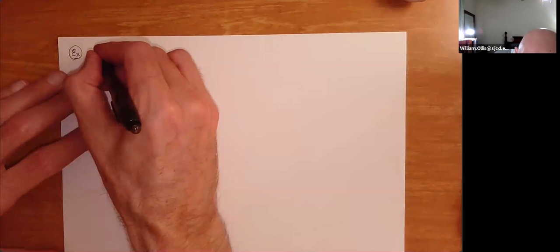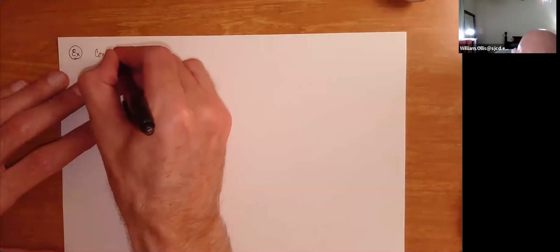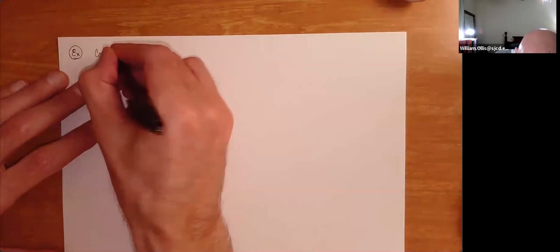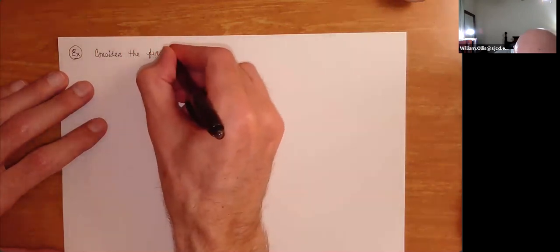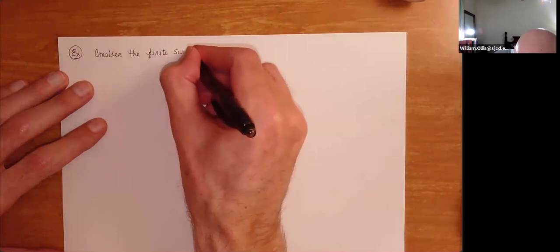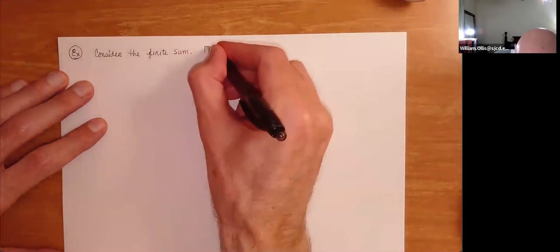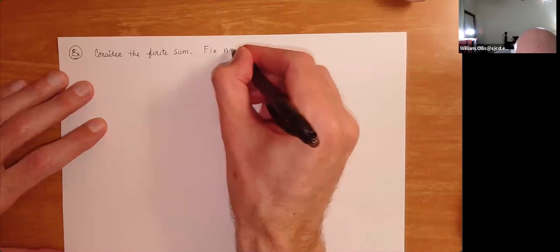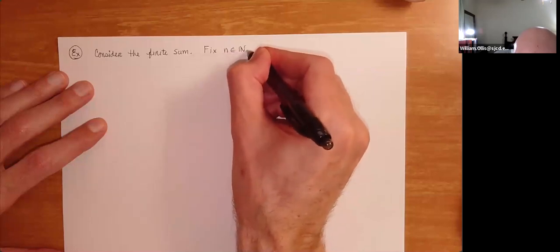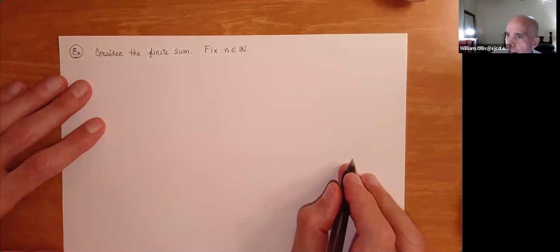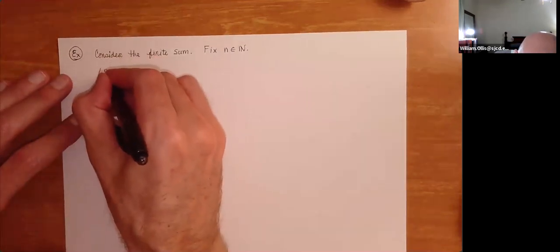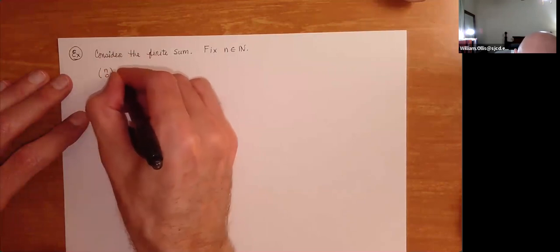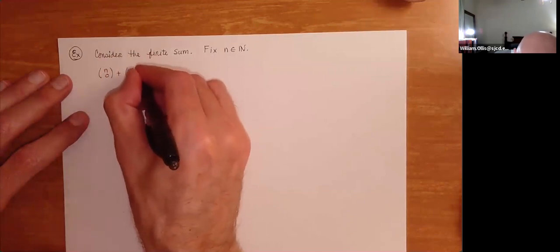Here's one right here. For instance, consider, now that we have the binomial theorem, the following, the finite sum. So what we're going to do is fix n, an element of the natural numbers. Fix n, an element of the natural numbers. So we're going to look at the following. So this is going to look real familiar to you, and you're going to tell me what it is, or I'll ask you about it.